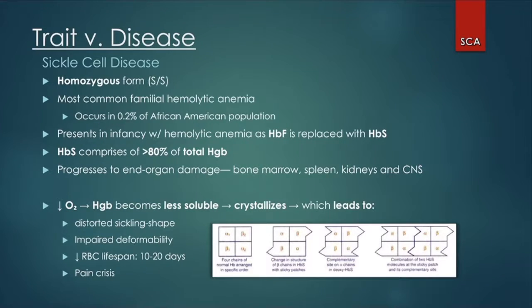So how this disease works is you have hypoxemia, which causes the hemoglobin to become less soluble. It crystallizes, and it leads to the distorted sickling shape and impaired deformability, as we discussed. Without that deformability, the red blood cell has problems getting through the capillary bed. You have a decreased RBC lifespan of only 10 to 20 days, which is only a fraction of what a normal red blood cell lifespan is. You also have episodes of pain crises.